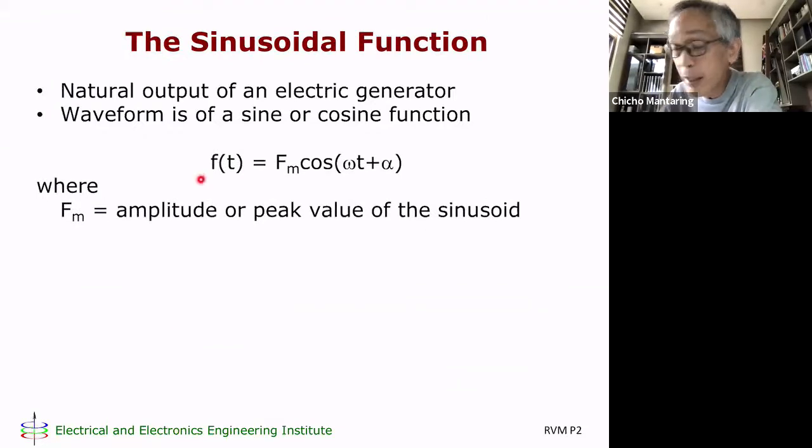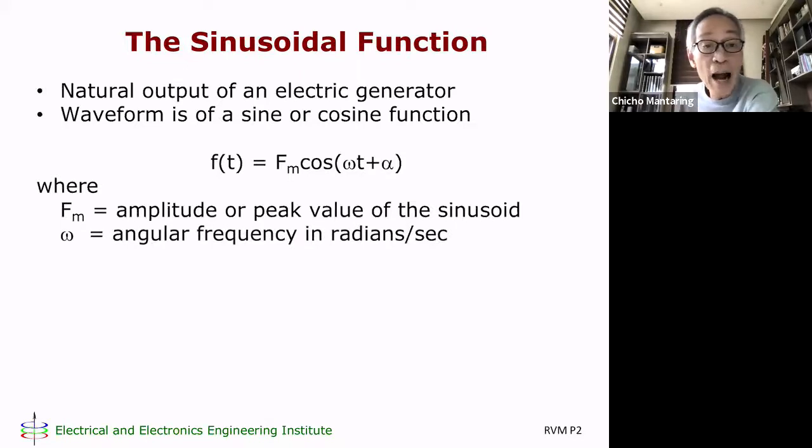Okay. In describing sinusoids in electrical engineering, most of the time we use the cosine function. You have an option; you can use the sine function, but the convention that we have adopted is the cosine function. I believe most books actually use the cosine function. So this is the time domain expression for a general sinusoid. f of t, it's a function of time. f of t equals F_m cosine omega t plus alpha, where F_m is your amplitude or your peak value.